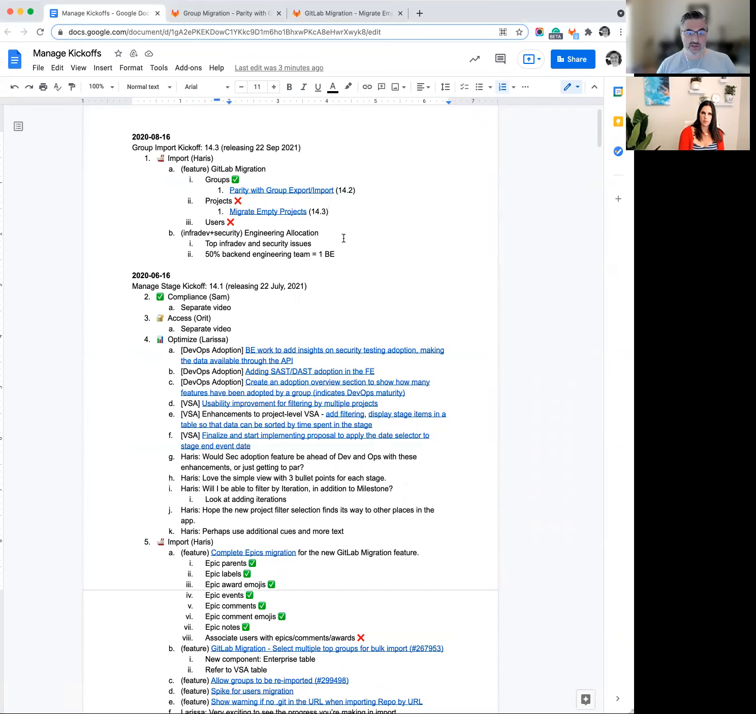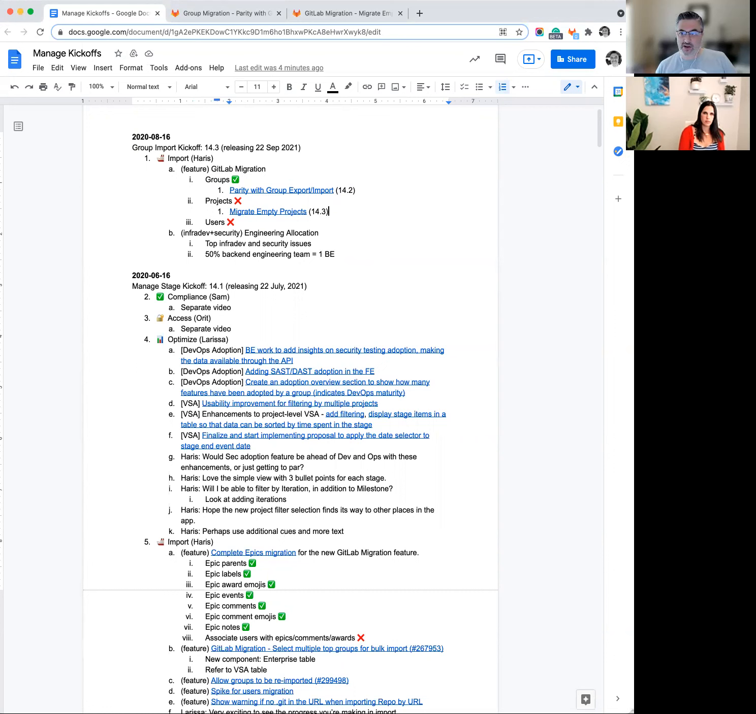The rest of 14.3 we will spend on infradev and security issues. We have an engineering allocation of 50% of our backend engineering team that is allocated to infradev and security issues. So we expect to be able to draw down that backlog significantly by first starting with some of the top issues, which are P1s and P2s. And then we'll continue with this allocation until we get to the bottom of our security backlog. So that is pretty much all that I have to share for 14.3.